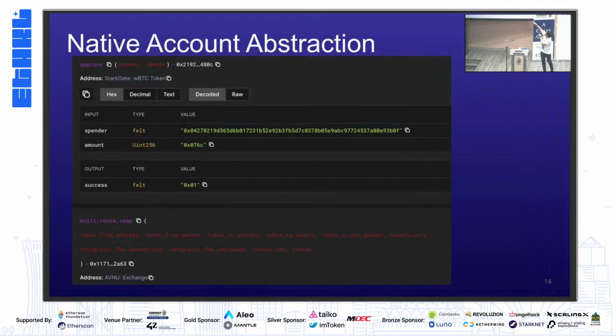And this is basically how multi-call looks like. You can see that this is a block explorer on Starknet. It's Voyager, the team that I'm working for at Dynamite. A bit of a shill there.